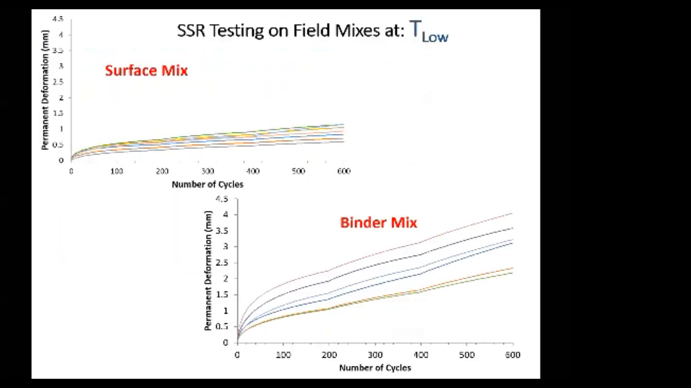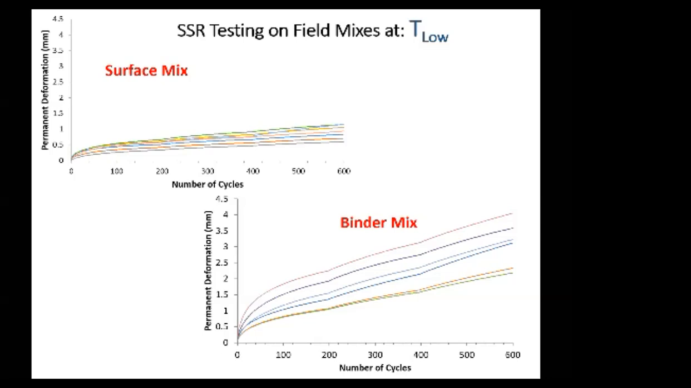So what we did is, we had mixes from these airports that we were able to mix, and they're from different parts of the airport, from different elements. So we brought these mixes and we came up with their dynamic modulus, and then we applied the SSR tests to them, to the surface mixes, to the binder mixes.